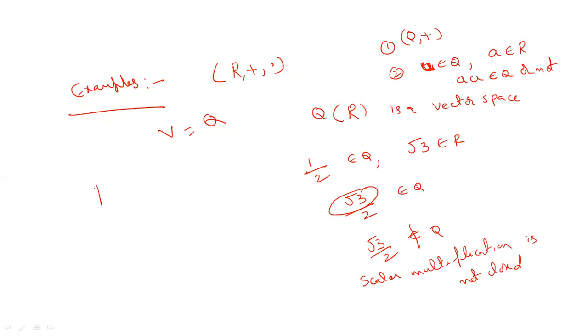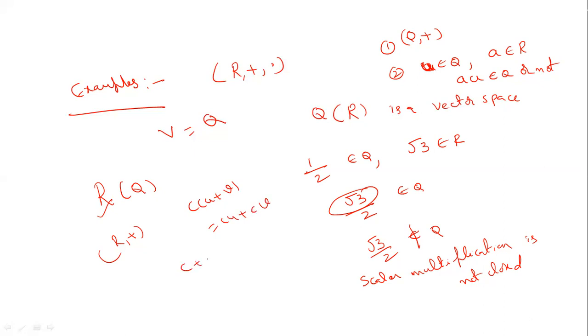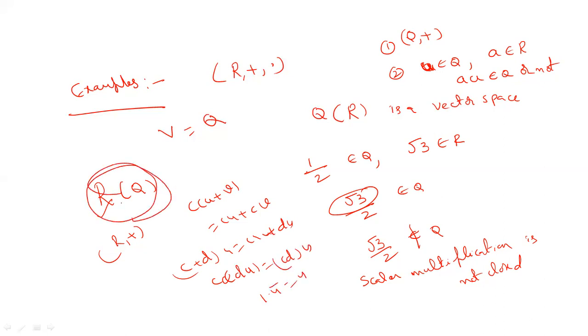Same example, if I take R over Q, you know that R plus is an abelian group. An element in R, an element in Q, the product again belongs to R. And all the remaining 4 properties, that is c into u plus v is equal to cu plus cv, c plus d into u is equal to cu plus du, c into du is equal to cd into u, 1 into u is equal to u. All these properties are true in this example, R over Q. So if you take any product of a real number into a rational number, you will get a real number. In the number system, all these properties are true. Therefore, R over Q is a vector space.